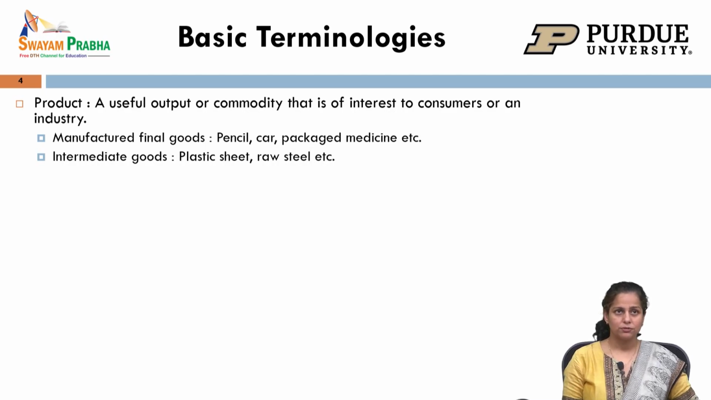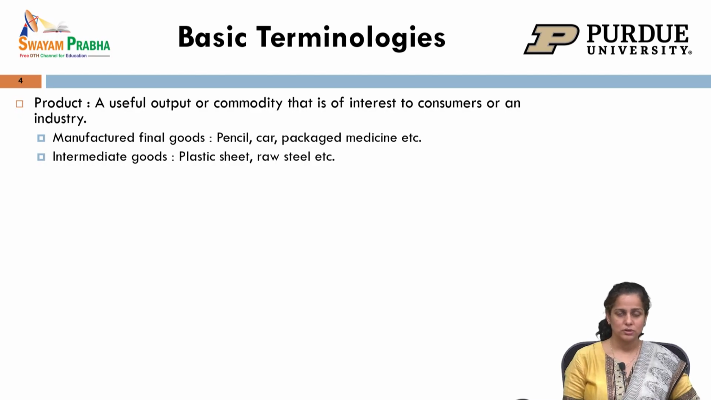Some examples of products are manufactured final goods such as pencil, car, packaged medicine, etc. Anything that you can think of that we consume can be classified as product, as long as it is not part of, embedded in, something else that we are using. Then there are also intermediate goods in the economy, which is something that we probably do not directly use, but it forms an input to the product manufacturing that we consume. So, an example of that is plastic sheet or raw steel.